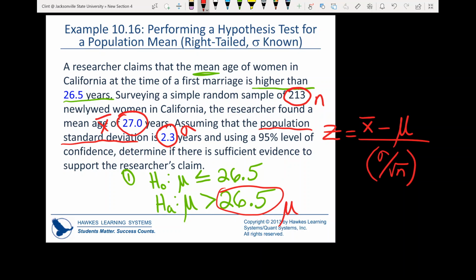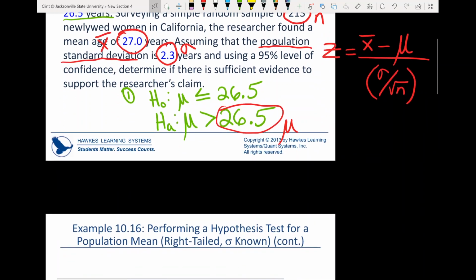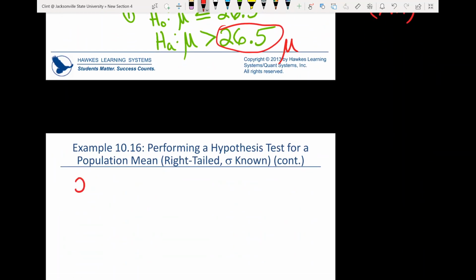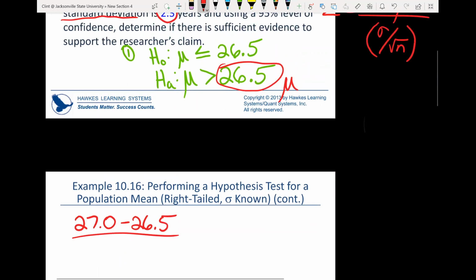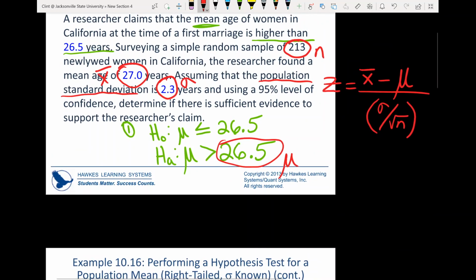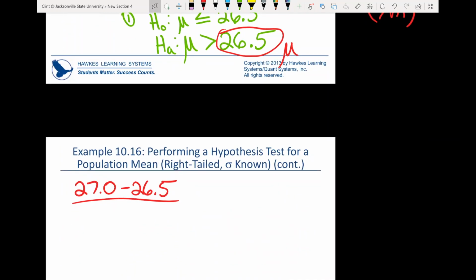Okay, so now we can plug into our formula here. So let's see, we've got 27 minus 26.5. And then on the bottom, we've got 2.3 over the square root of 213, sorry. Okay, so this is going to give us our Z test statistic.